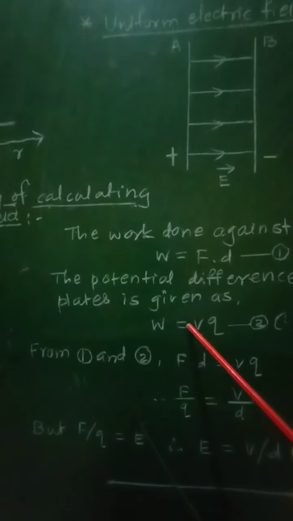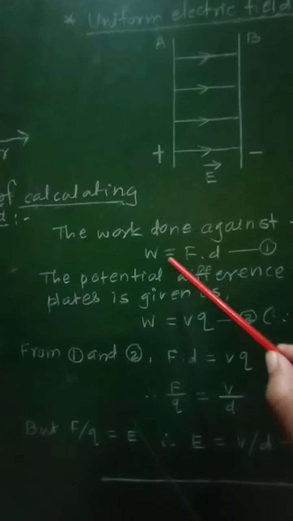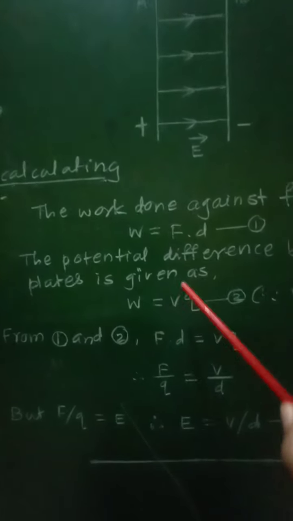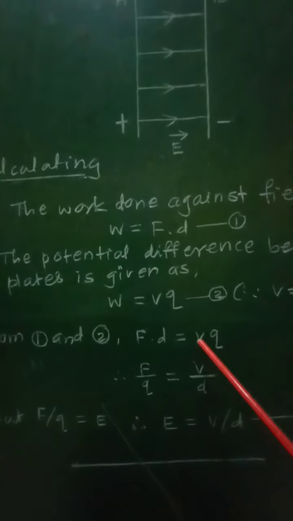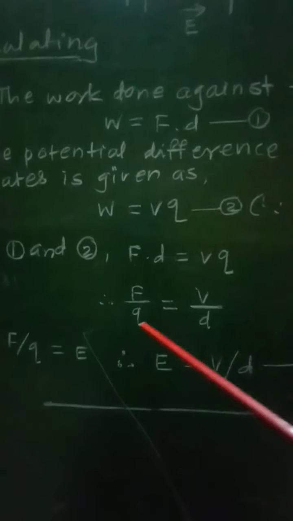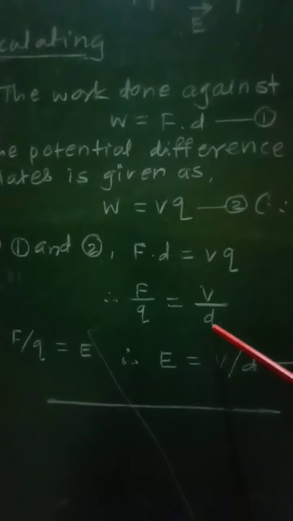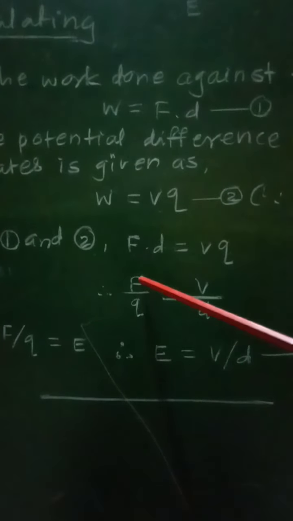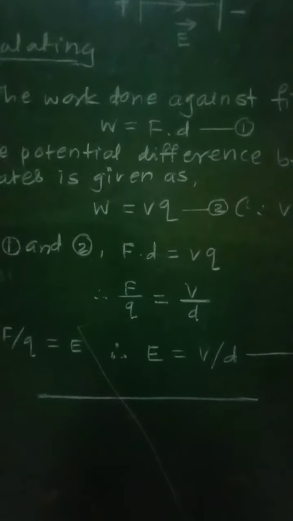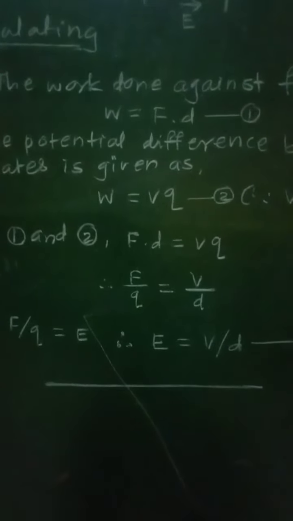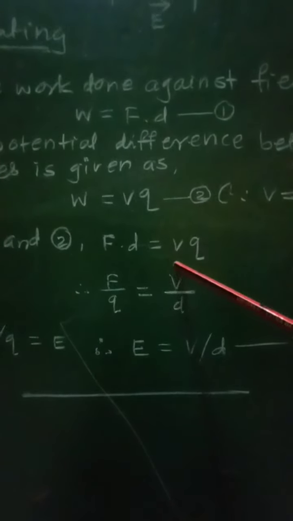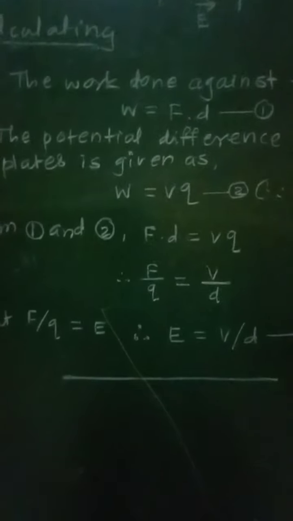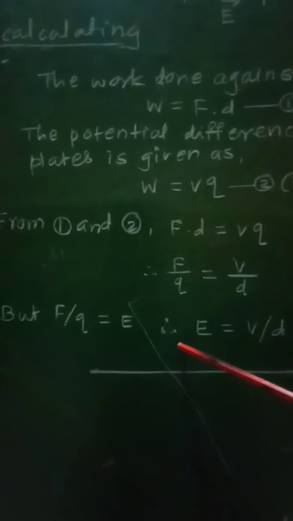Now comparing equations 1 and 2, both these are the work done, and therefore we can write FD must be equal to phi Q. FD is equal to phi Q, and therefore we can write F upon Q equal to phi by D. But this left side represents force per unit charge, that is F by Q, which is nothing but electric field intensity E. And therefore phi by D must represent electric field intensity, and therefore we can write F by Q is equal to E, therefore E must be equal to phi by D, equation number 3.